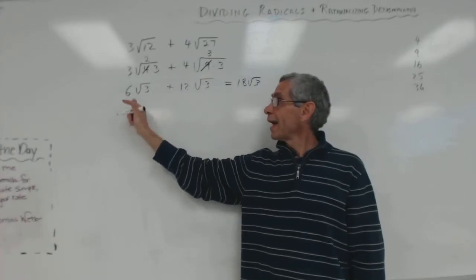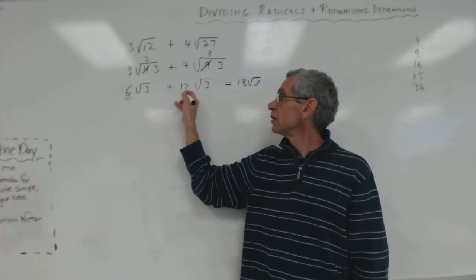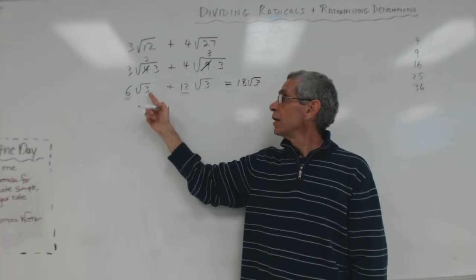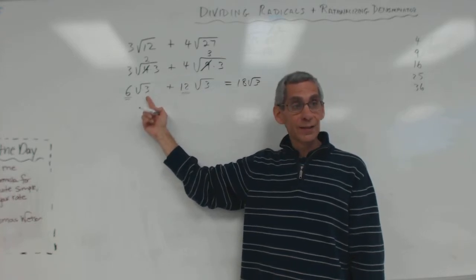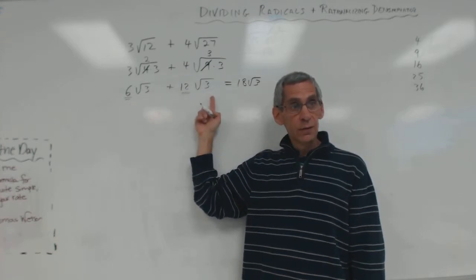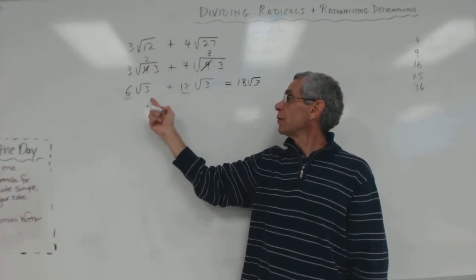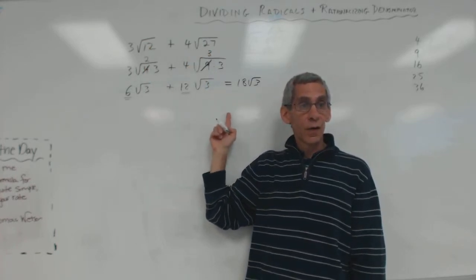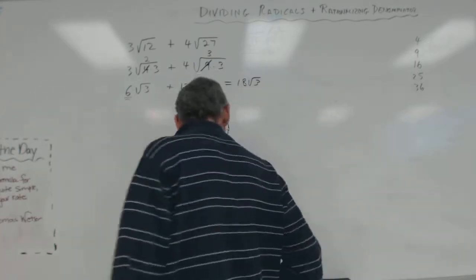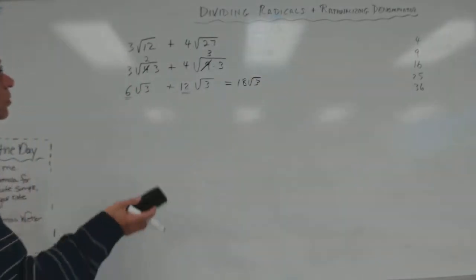The only time I can add the coefficients, these are the coefficients, is when the number under the radical sign is exactly the same. Does that make sense? By simplifying these, I was able to get them exactly the same. Make sense? Okay, so that's that. So we did that.